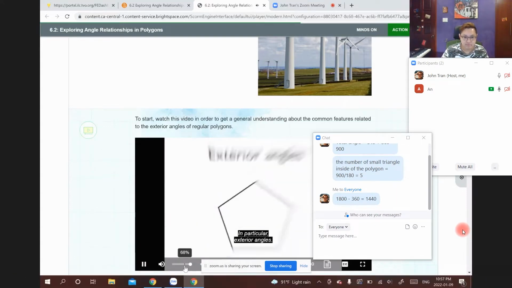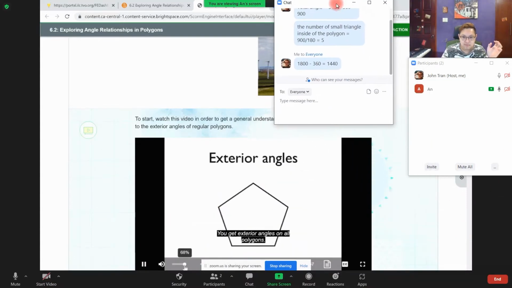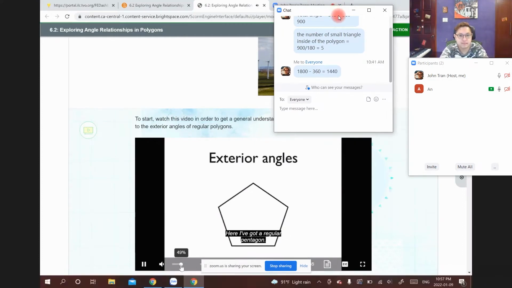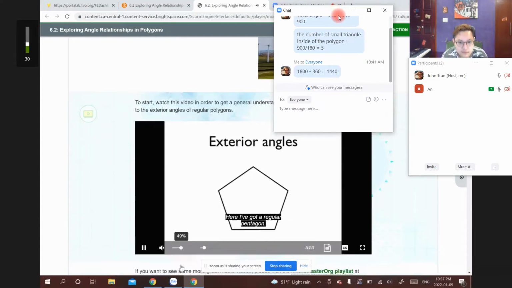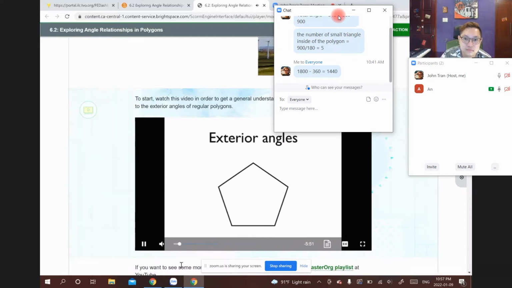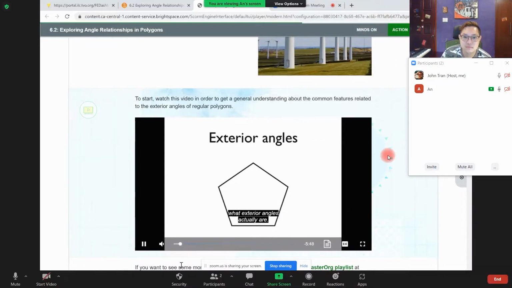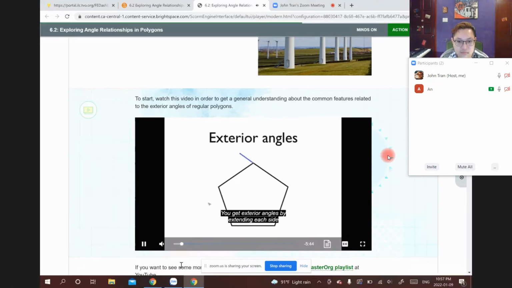Exterior angles. You get exterior angles on all polygons. Here I've got a regular pentagon. Let's start off by understanding what exterior angles actually are. You get exterior angles by extending each side at each vertex of the polygon. So at each corner, you have to extend one of the sides to make it a bit longer. Here in blue, I've extended one of the sides from the top vertex of that polygon.